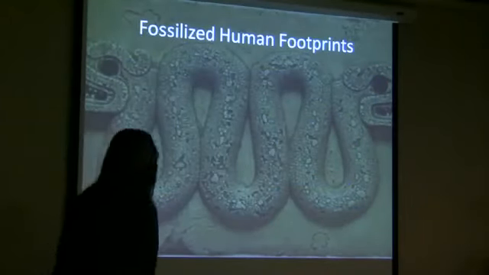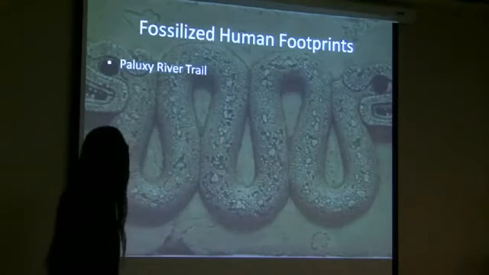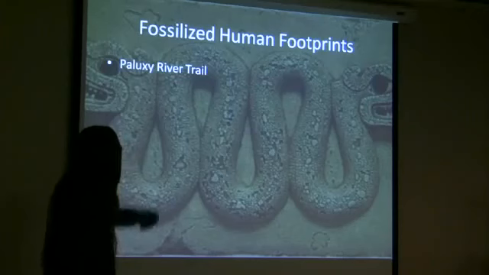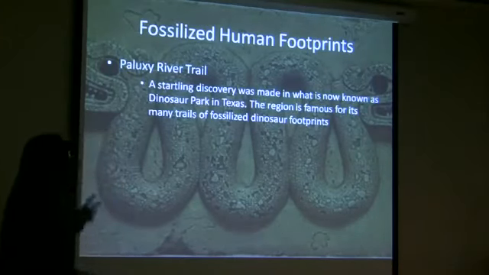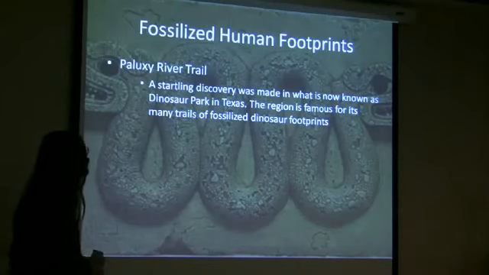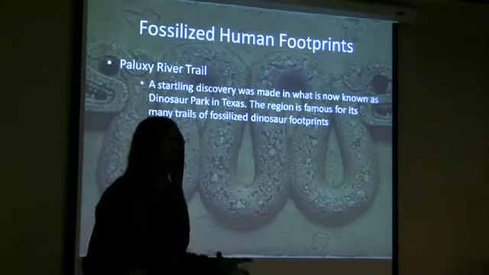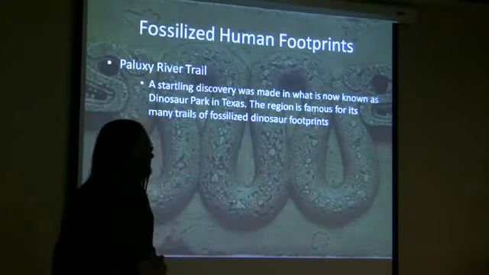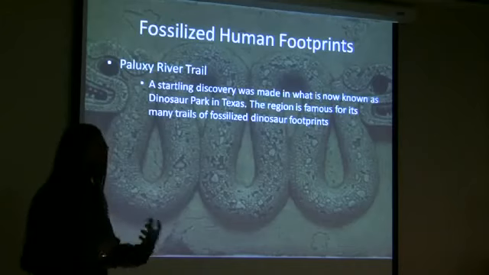And that brings us to talking about fossilized human footprints. This is another really curious thing that we see in history. One of the most famous ones is the Paluxy River Trail, and this is in the States, in a park in Texas. There was a startling discovery made in what's known as the Dinosaur Park. The Dinosaur Park is kind of like the Badlands of Alberta for Canada. There's a lot of dinosaur fossils, a lot of discoveries in that area. And one of the interesting things about the Dinosaur Park is it's famous for its many trails of fossilized dinosaur footprints.